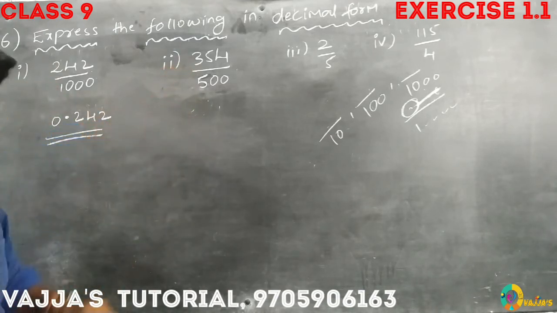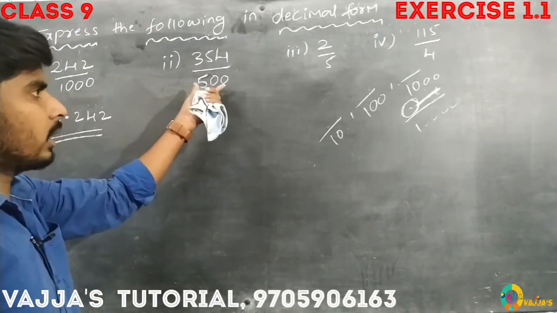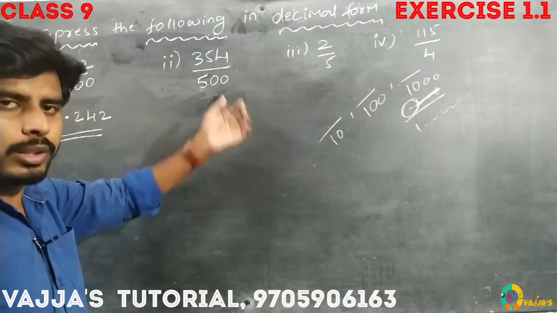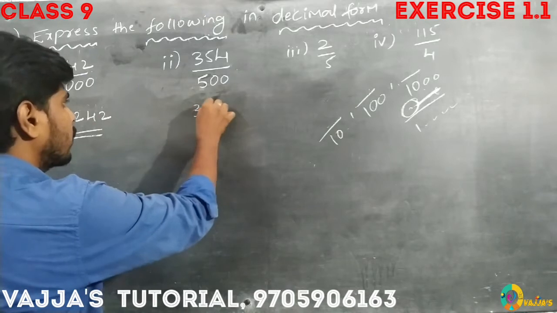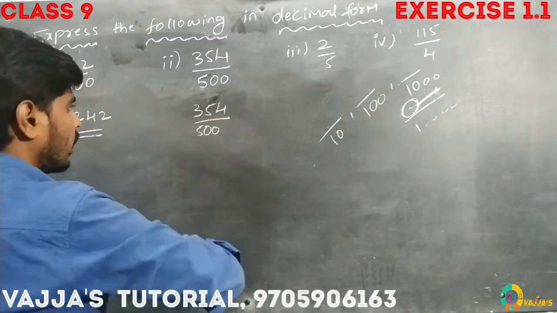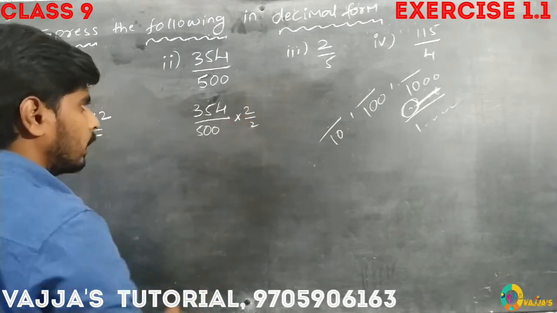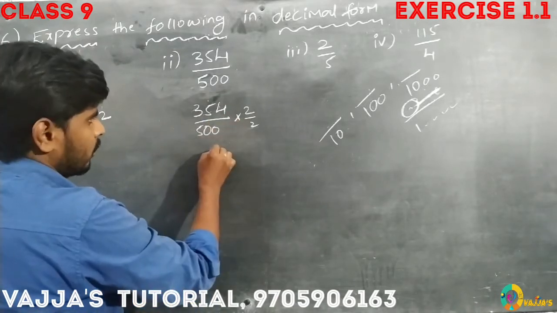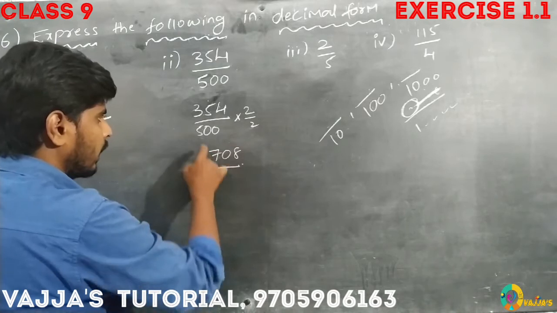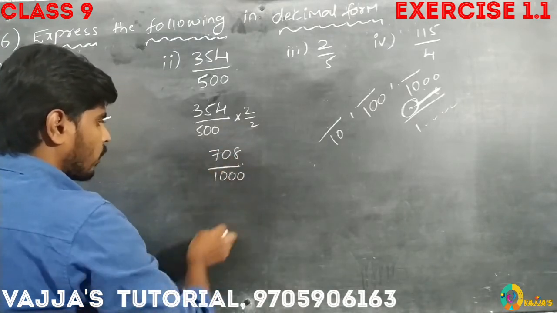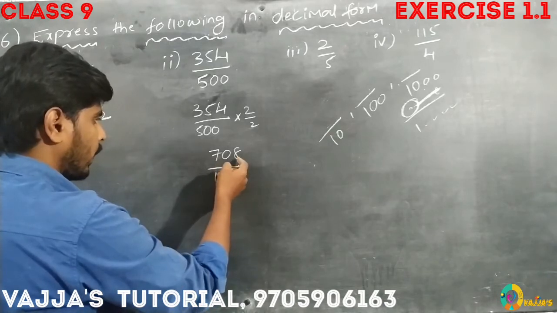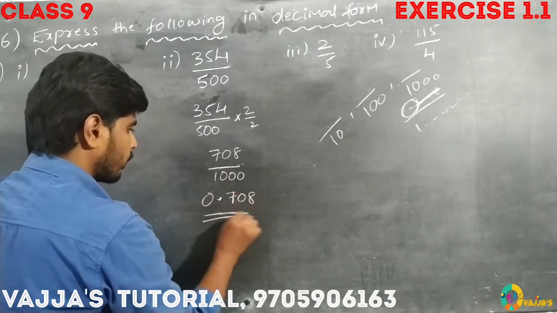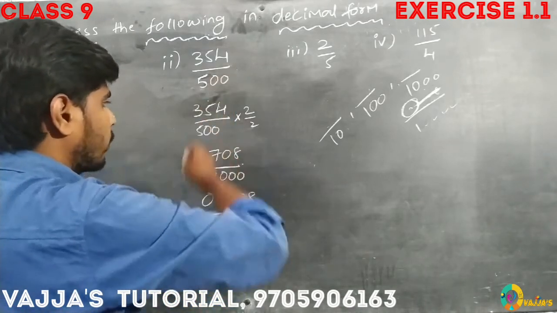Next, 354 by 500. It is not in the form of 10, 100, 1000, or 10,000. It is 500, so we can convert this into 1000. Look here. I am multiplying numerator and denominator by 2. It becomes 708 by 1000. For 3 zeros, I am taking the point in front of 3 digits. It means 0.708. This is the decimal form of 354 by 500.